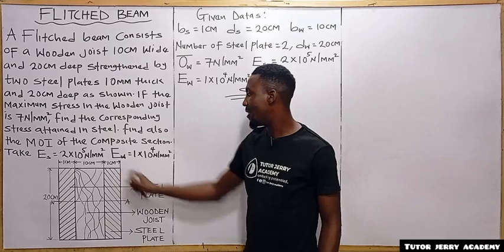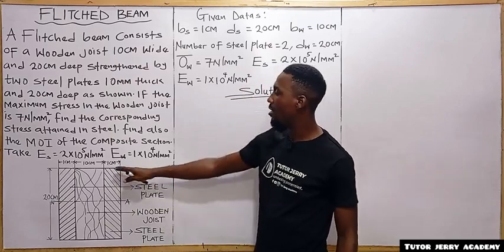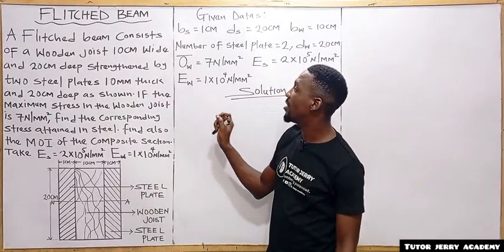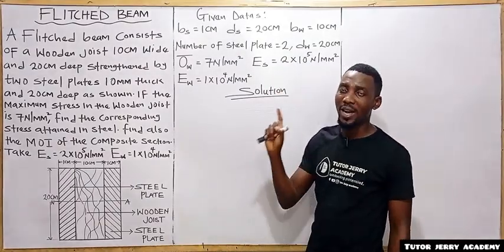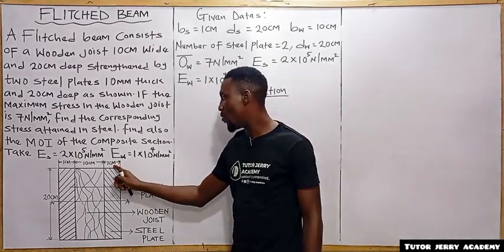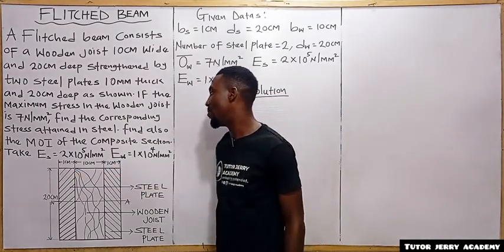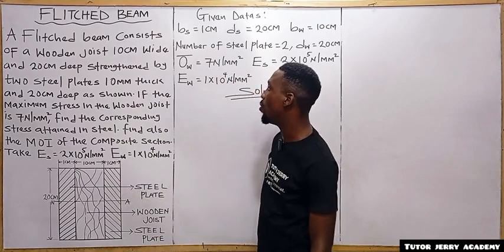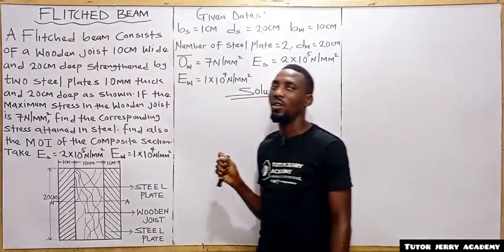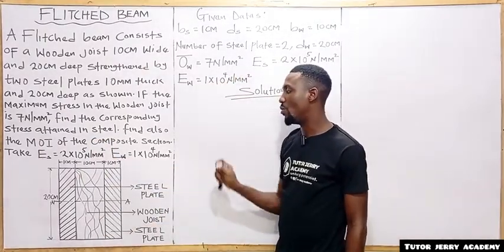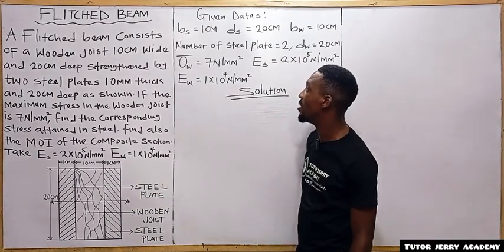So the thickness of the steel is 10 mm, and you know 10 mm is equal to 1 centimeter. That is why we have 1 centimeter here, 1 centimeter here. And the width of the wood is given to us to be 10 centimeter. The depth of the steel and the depth of the wood is the same. They are 20 centimeter.